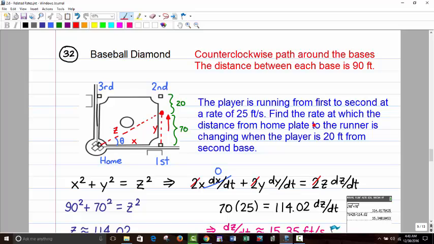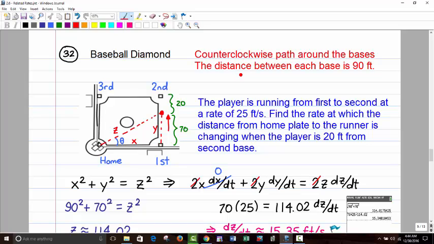So this one's saying this player is running from first to second at a rate of 25 feet per second. So that's the rate of change that they're moving. Find the rate at which the distance from home plate, right here, to the runner is changing when the player is 20 feet away from second base.